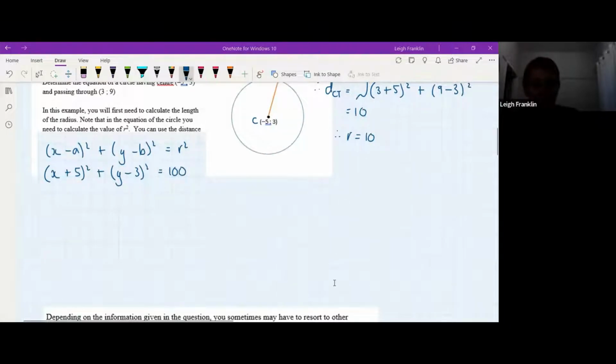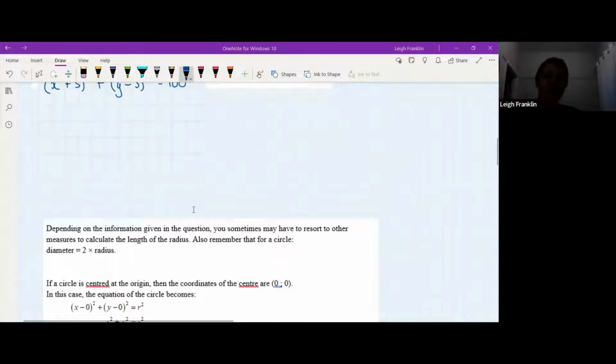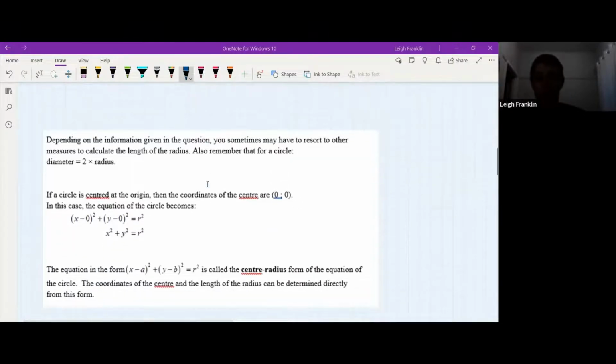All right, so now I'm going to go down a little bit further. I just wanted to mention this to you. Something else that you need to be aware of is that you might sometimes have to resort to other measures to calculate the length of the radius. So just be aware of the fact that the diameter is always 2 times the radius, just in case something like that comes up.